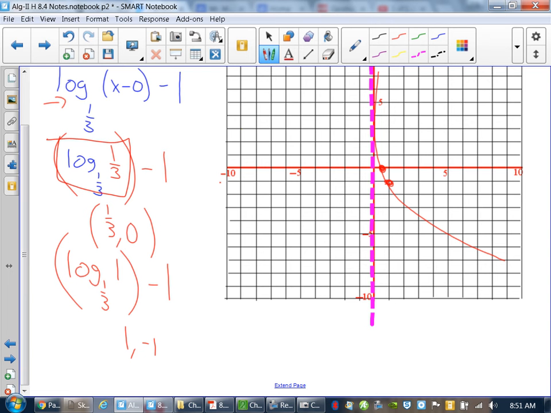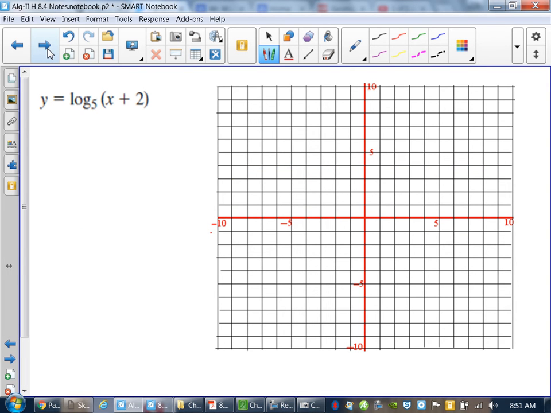Wait, where does it say log base 1/3 of 1? It says log base 1/3. What that says, log base 1/3 of 1. Like I said, they're not difficult. It just takes time to get used to.